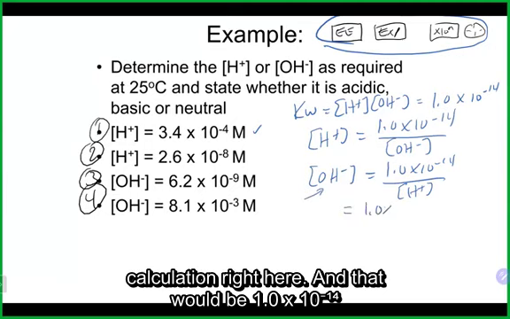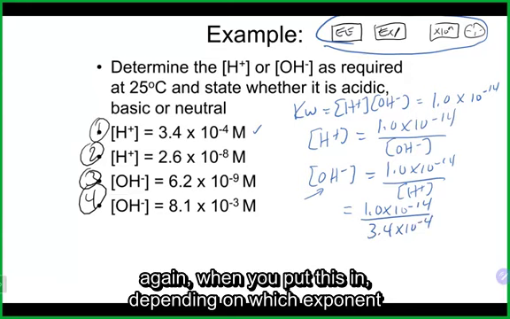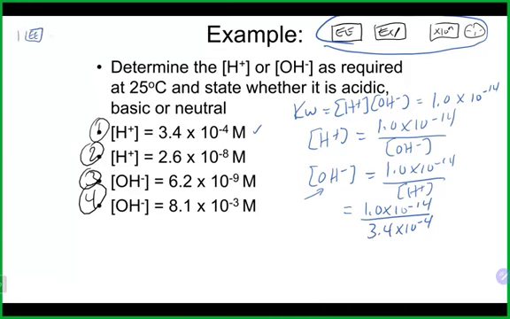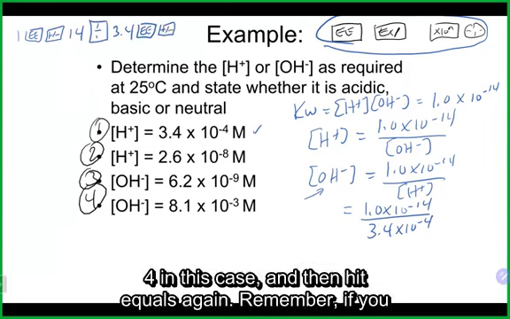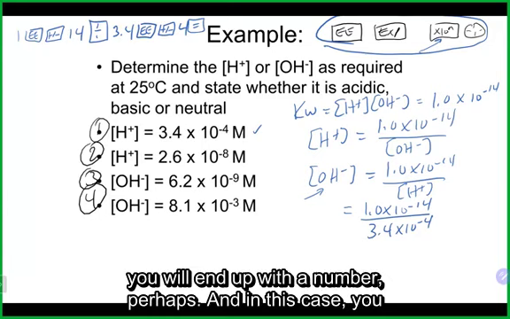And that would be 1 times 10 to the minus 14 divided by our 3.4 times 10 to the minus 4. Now, again, when you put this in, depending on which exponent button you got, you probably want to go 1, exponent button, negative button, and 14, divided by 3.4, exponent button, negative 4 in this case, and then hit equals. Again, remember, if you have this combination, you got to put some parentheses around everybody, right? So to use that. And if you do that here, you will end up with a number perhaps.